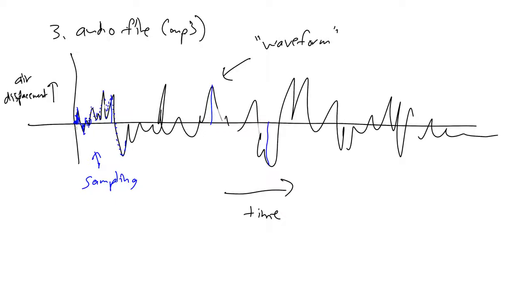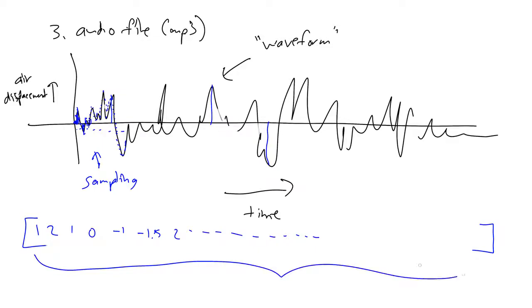But if I keep track of what is the y value for every x value here, I'm going to get this big honkin' long vector that says 1, and then 2, and then 1, and then 0, and then -1, or -1.5, and 2, etc. And that, my friends, essentially is an MP3 file.